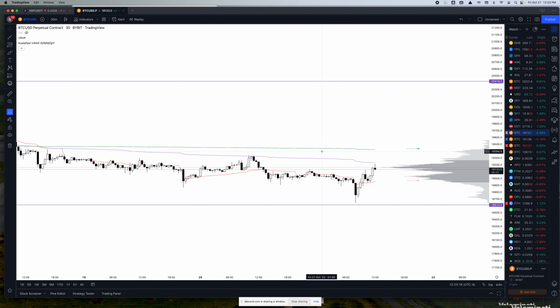These VWAPs are going to act as support and resistance. I use them more so for taking profit. Sometimes I use them for entries if there is a reason to. But generally speaking, trading from VWAP, you want to trade a shift.